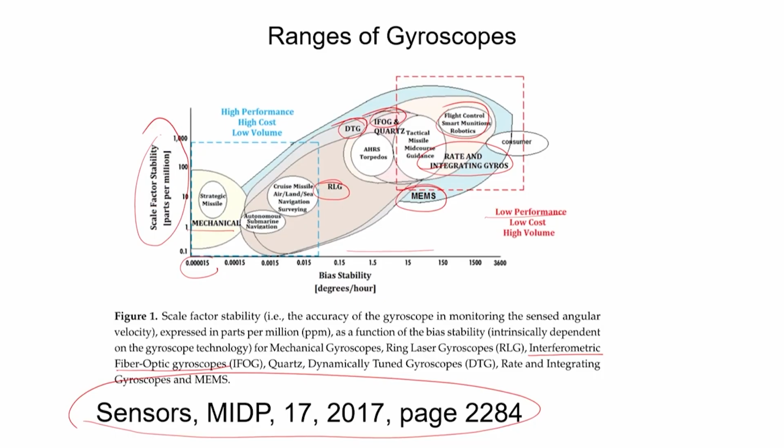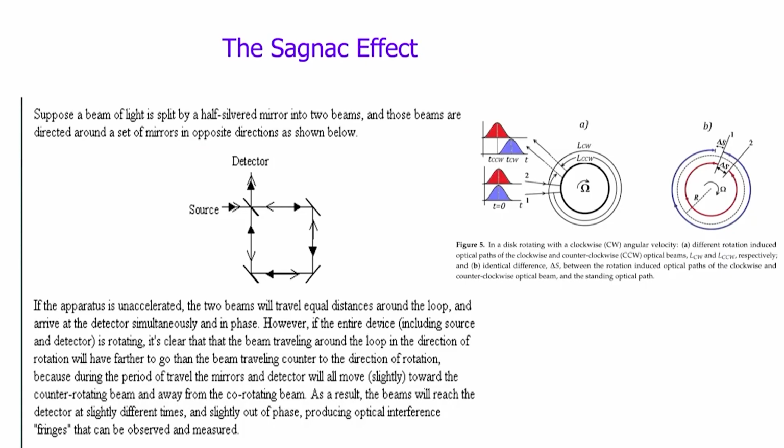Now, as I told you, there are ring laser gyroscopes. This type of gyroscope is also known as an optical gyroscope.